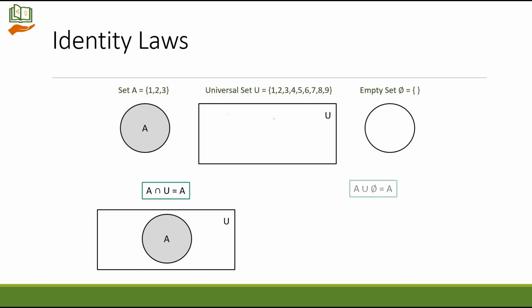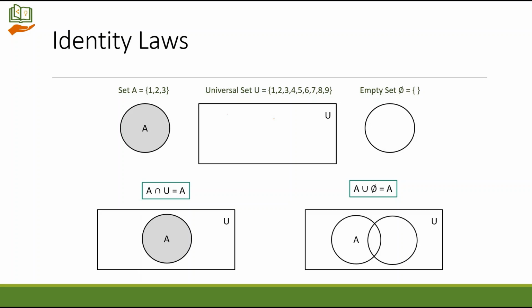What about A union empty set? This will also give you A. If you take the universe set and inside that you have A and the empty set, you have to combine 1, 2, 3 union empty set. This will again result in 1, 2, 3. This is what is represented in Venn diagram 2. So after applying intersection with universe and union with empty set, we get A again.